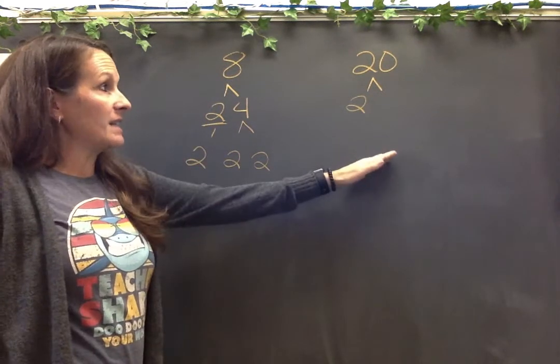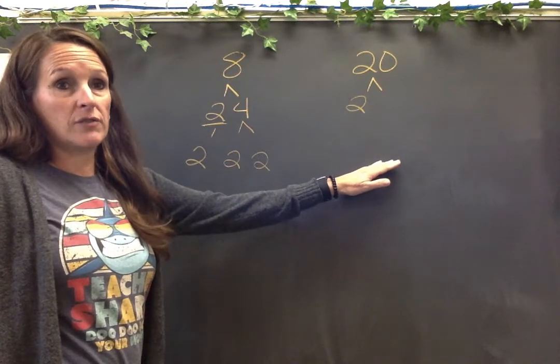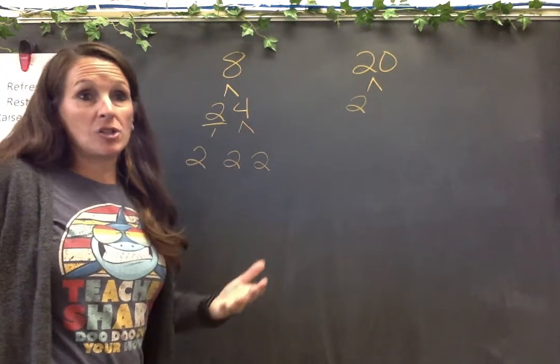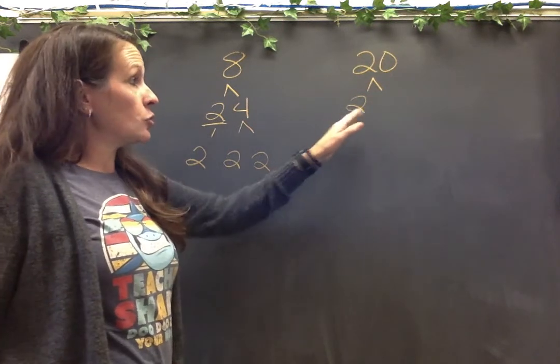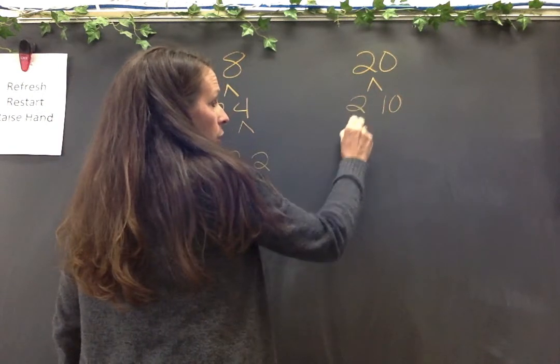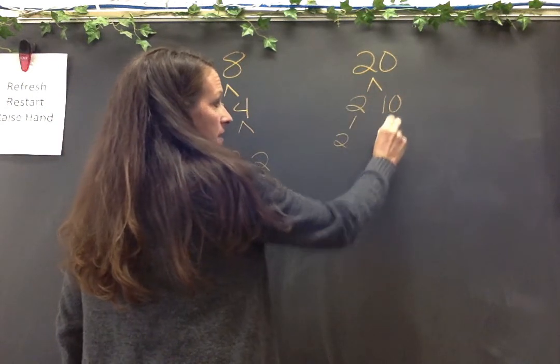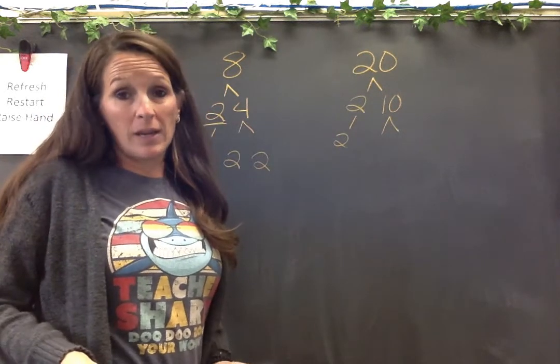The next thing I need to do is go over to 20 and make a factor tree for 20. So again, I like to start with 2, and I think 2 times what gives me 20? It's 2 times 10, okay? 2 is a prime number, but 10 is not. So I need to break down 10. So again, I think what times what can give me 10.